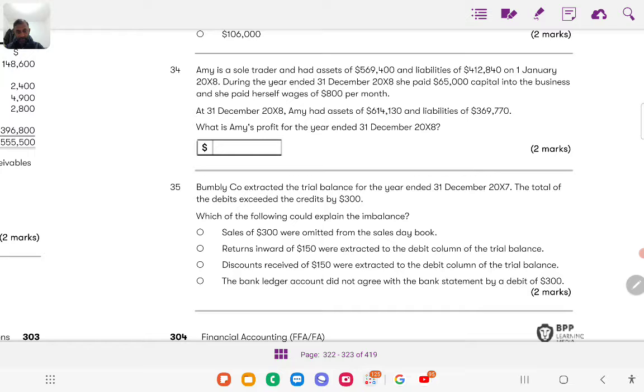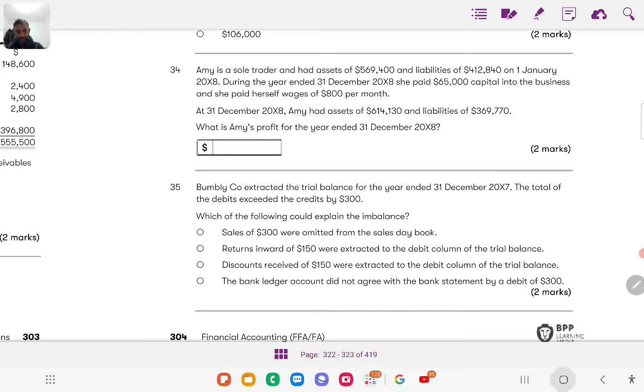This is the last question on the multiple choice of mock exam 1, specimen paper 1, financial accounting. Bumbly Company extracted the trial balance for the year ended 31st December 2017. The total of the debits exceeded the credits by 300. Which of the following could explain the imbalance?